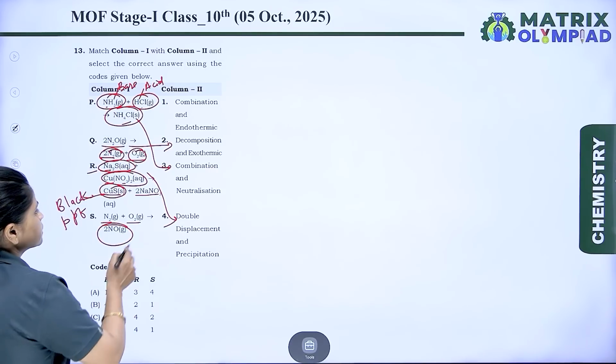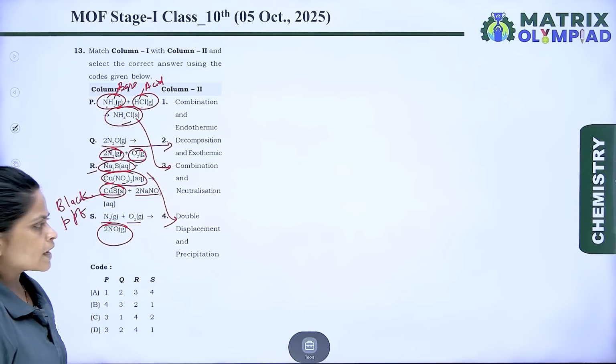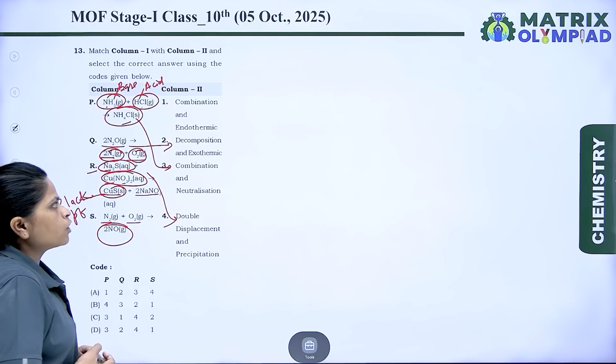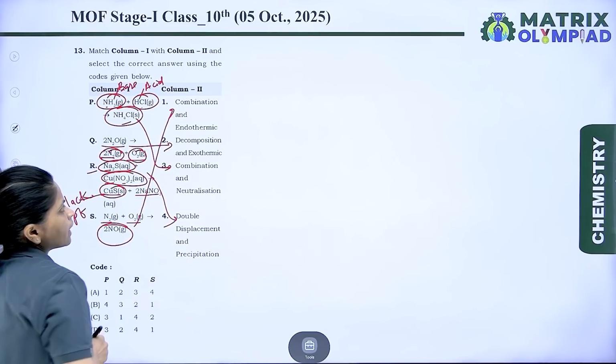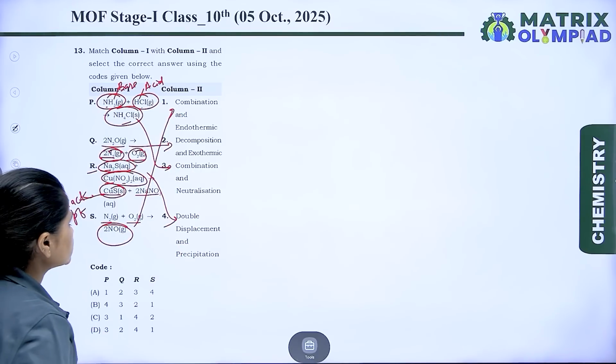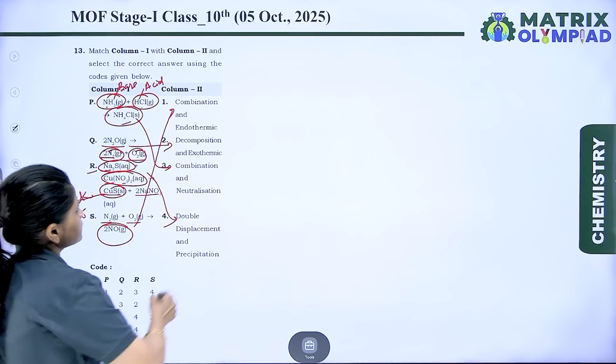Now the next, nitrogen and oxygen gases combine to form nitrogen oxide. This process is a combination reaction, and as it absorbs a lot of heat, it is combination and endothermic, so it resembles option A. Let's check the answer.